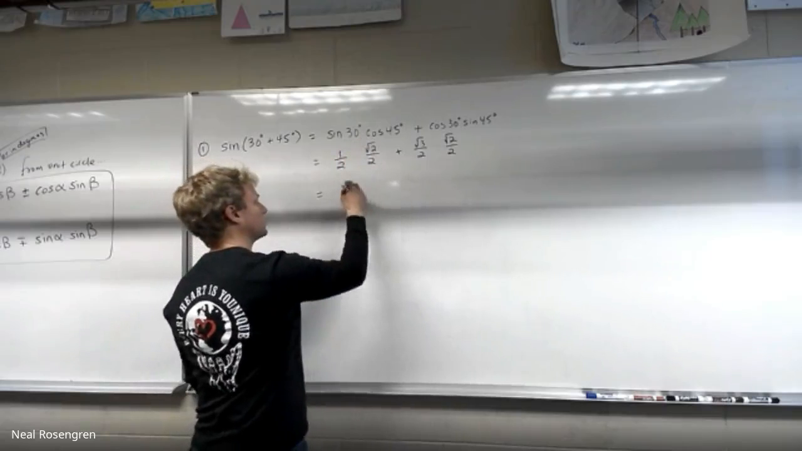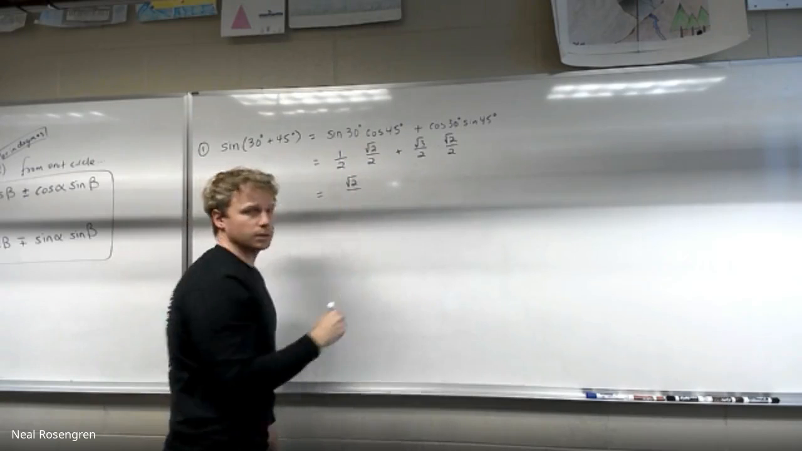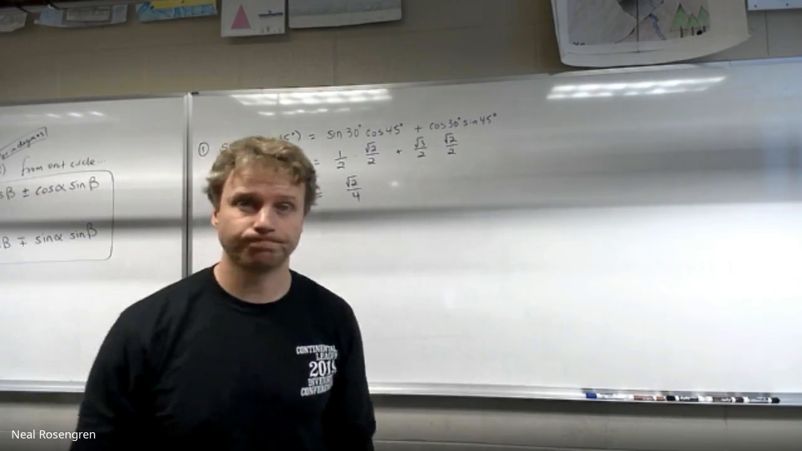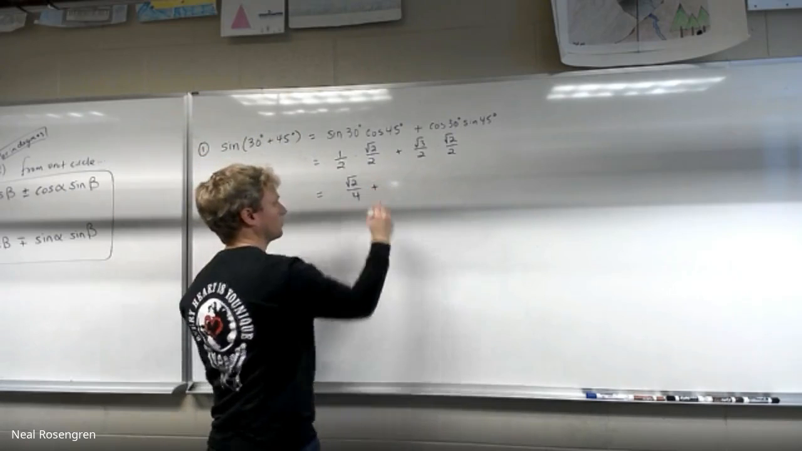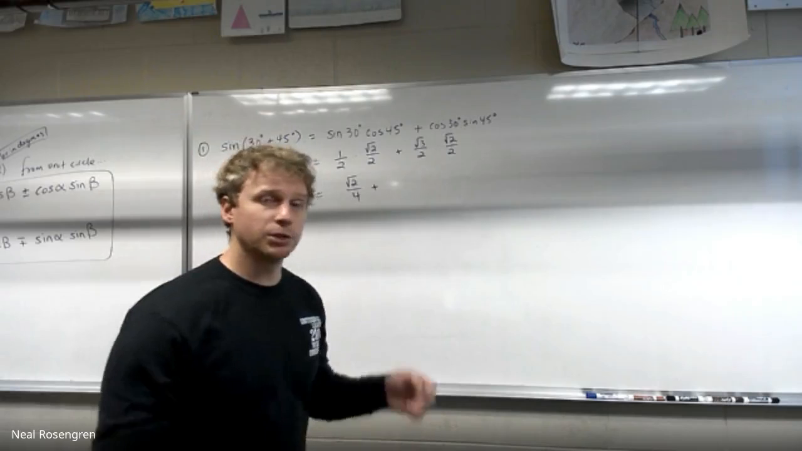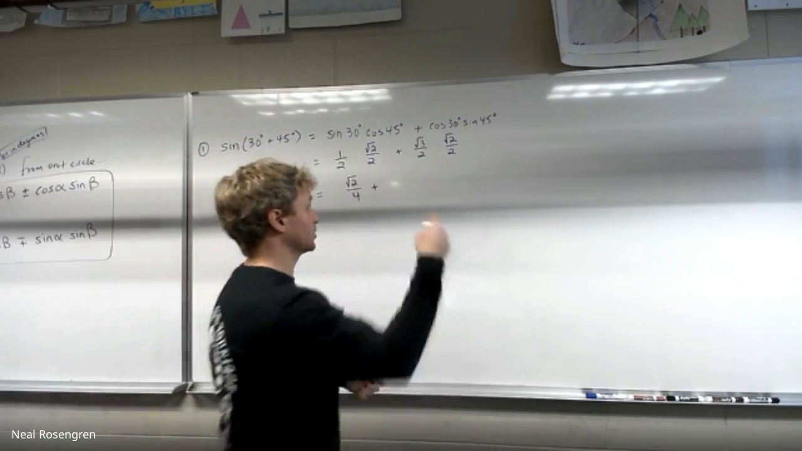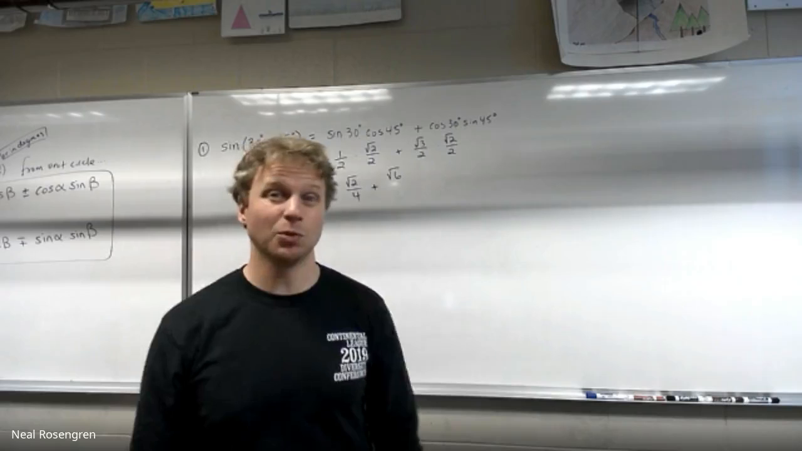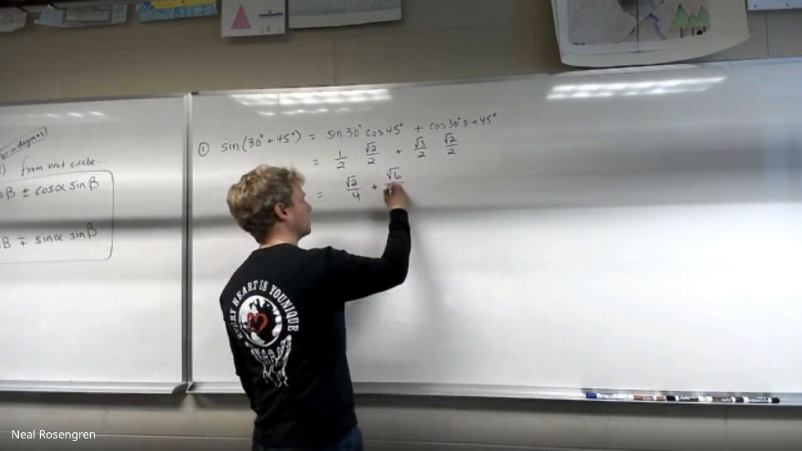So 1 times radical 2 up top, so just square root of 2 on top. And then 2 times 2 across the bottom, so that's 4. And when we're multiplying radicals together, we can just multiply the radicands, right? So you've got square root of 3 and square root of 2. Square root of 3 times 2, which is 6, over 4.